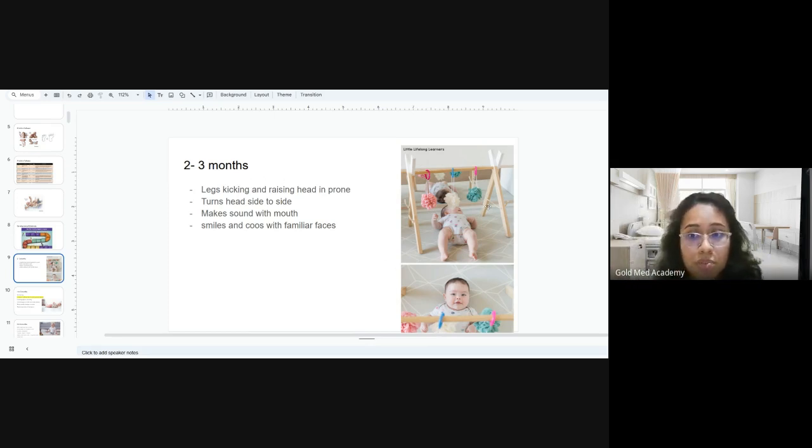Usually at the 2 to 3 month mark, you can see this baby is turning their head side to side. They usually make sounds with their mouth, and they smile and coo with familiar faces. So they are starting to recognize, I've seen that person somewhere. Oh, that's mom, that's dad. Maybe they don't know that's mom and dad, but they know that that's a familiar person. They're able to smile and coo with familiar faces. Okay, they're able to kick their legs and raise their head in prone. And usually that's towards the 2 to 3 month period that we're seeing that.